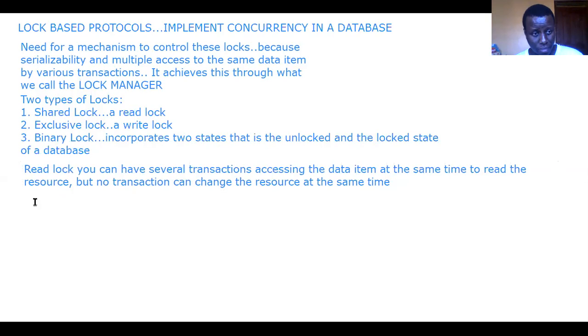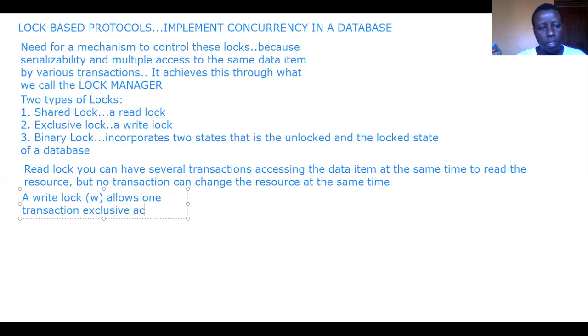While the write lock is usually denoted as X, not W, because read is R and write is X. A write lock allows one transaction exclusive access to a data item while performing a write operation.